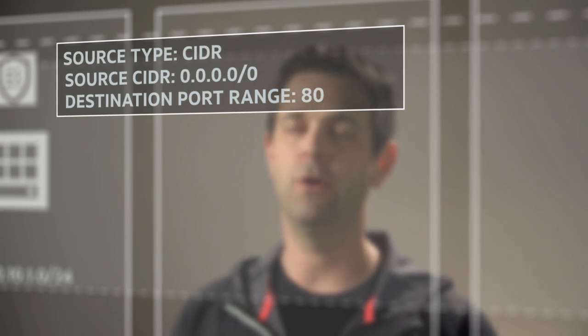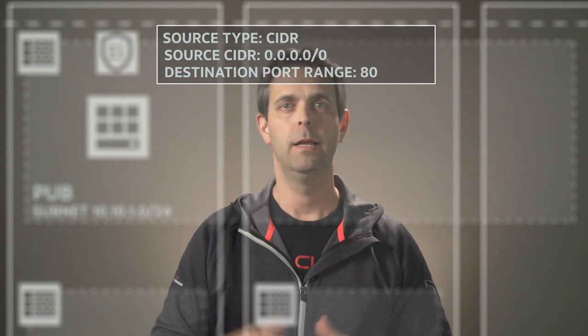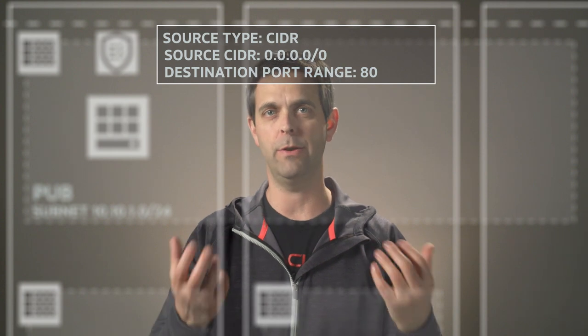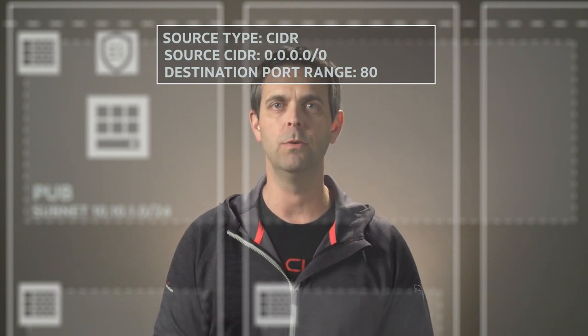So essentially what that's going to do is allow anything on the internet that's trying to access my server to come in through that internet gateway into the subnet and access those resources on port 80. Presumably we're running some sort of web server, so HTTP traffic is allowed inbound because of this security rule.